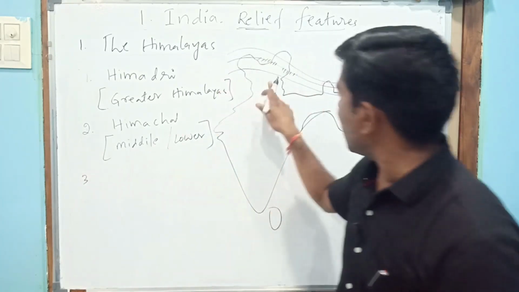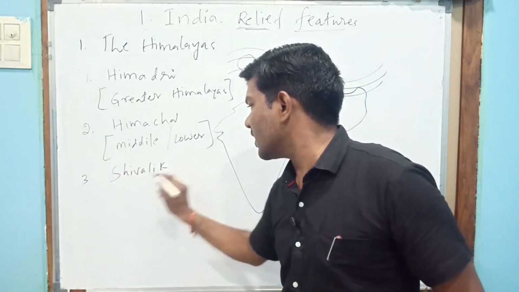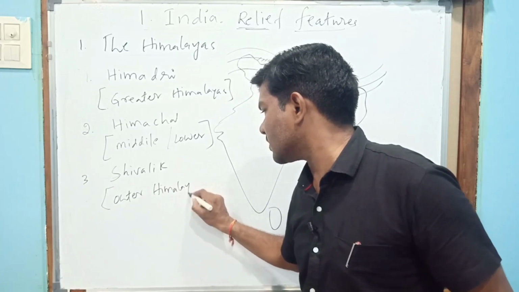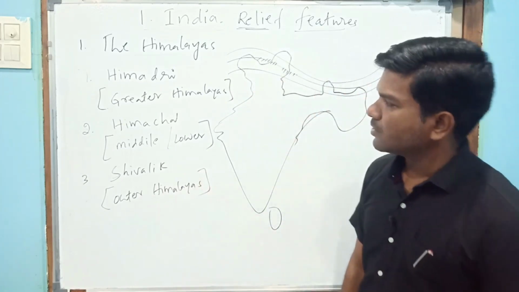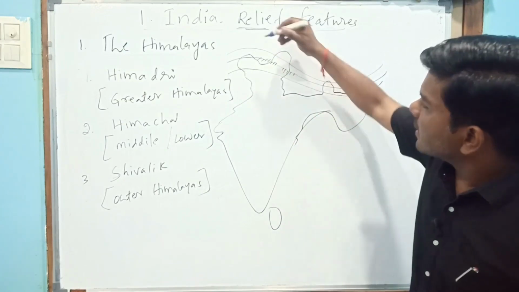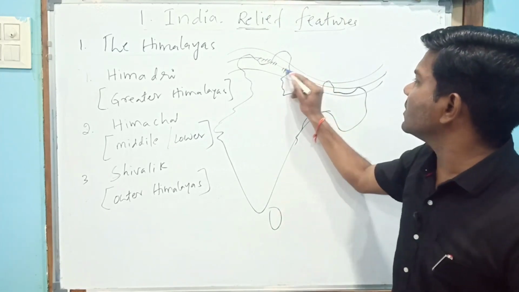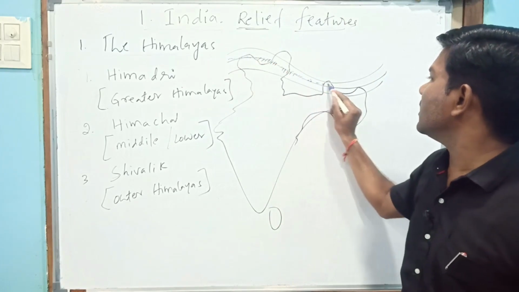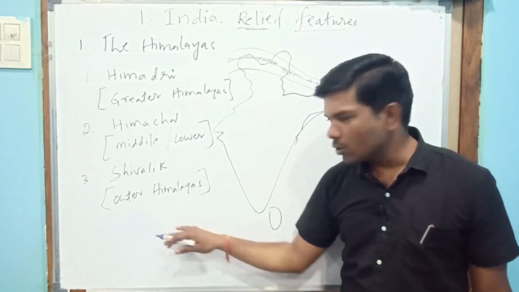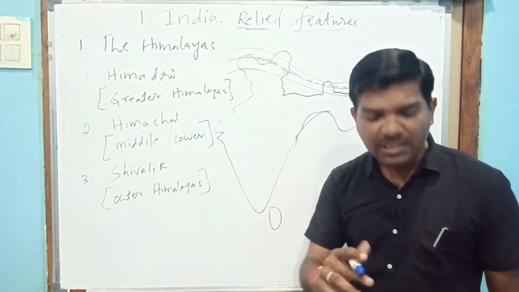Next, the third and last one is Shivalik. Shivalik is on the outer side, so it is called the Outer Himalayas. So these are the three important categories. Now I want to show you: the top one is Himadri, the middle one that I am marking is Himachal, and the last, outer one is Shivalik, also called the Outer Himalayas. So these are the important ranges of the Himalayas.